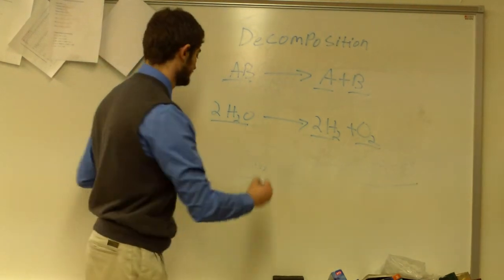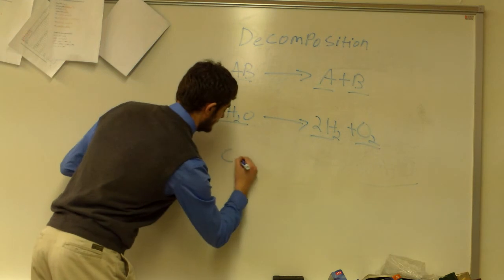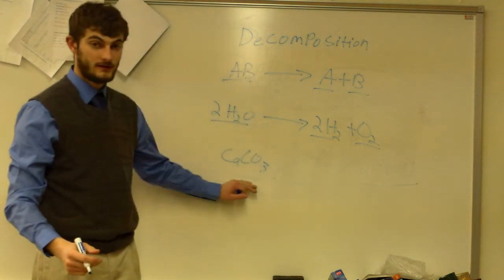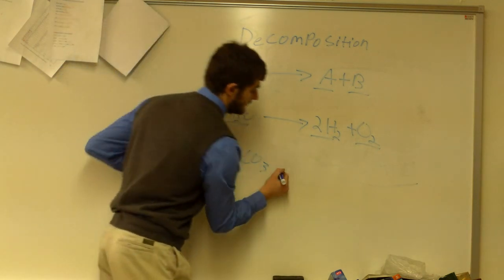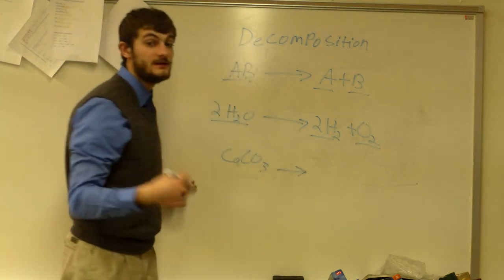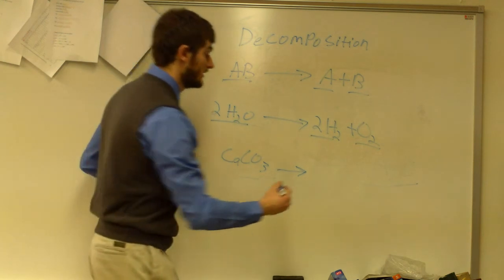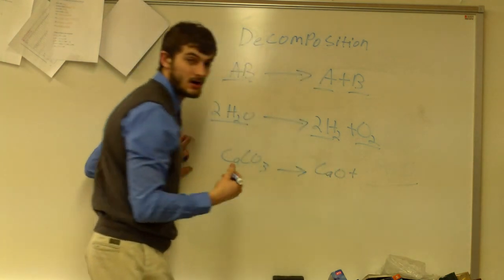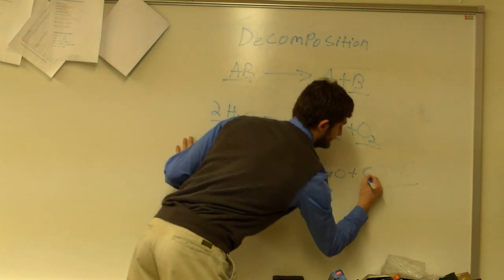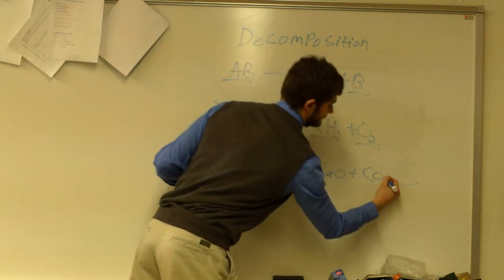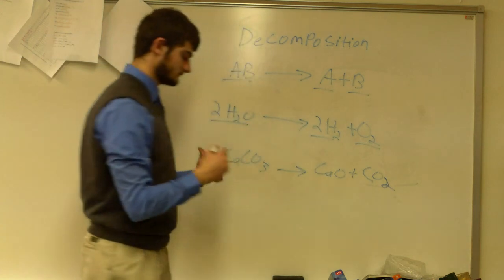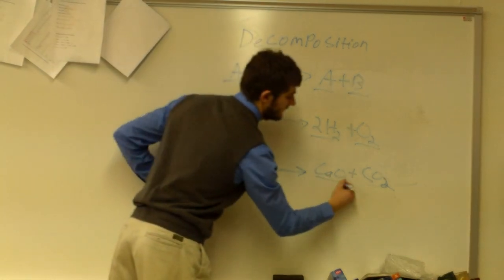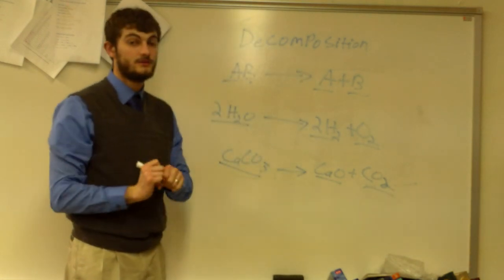Another example of this: calcium carbonate, CaCO3, when exposed to heat, decomposes into calcium oxide, CaO, and carbon dioxide, CO2. Same thing, we start with one thing, end with two different pieces.